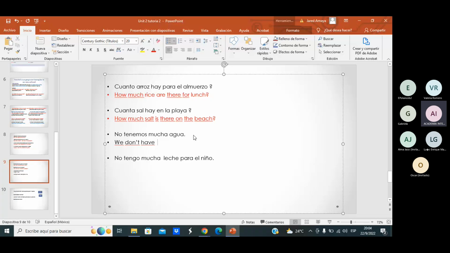Much. Much what? Water. That's correct. We don't have much water. That's correct. No utilizamos el how porque ya eso es para preguntas, ¿verdad? We don't have much water. Very good. Okay, the next one. Who would you like to try?